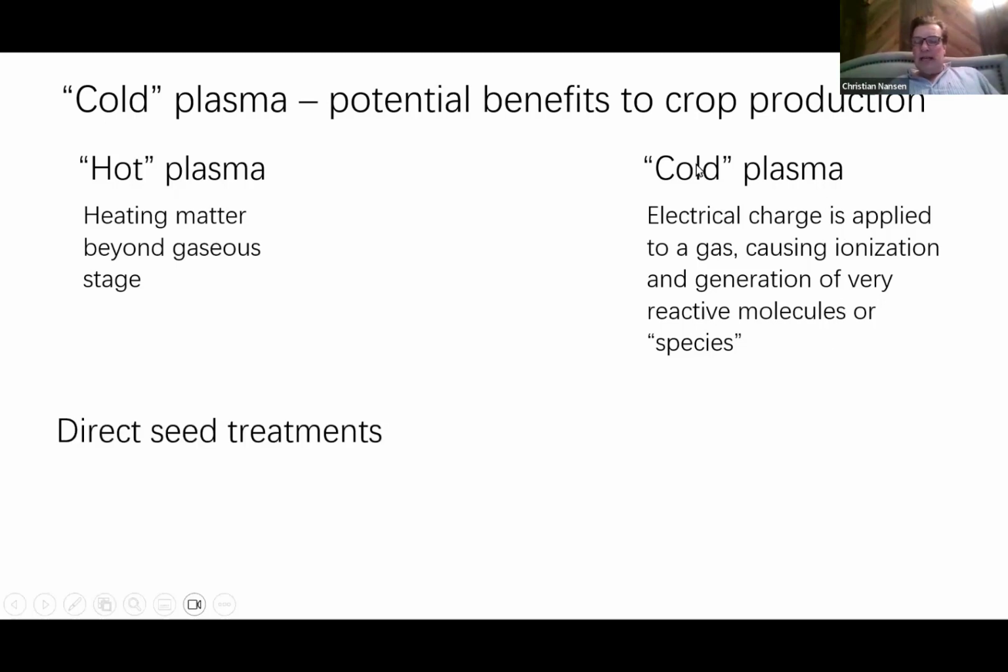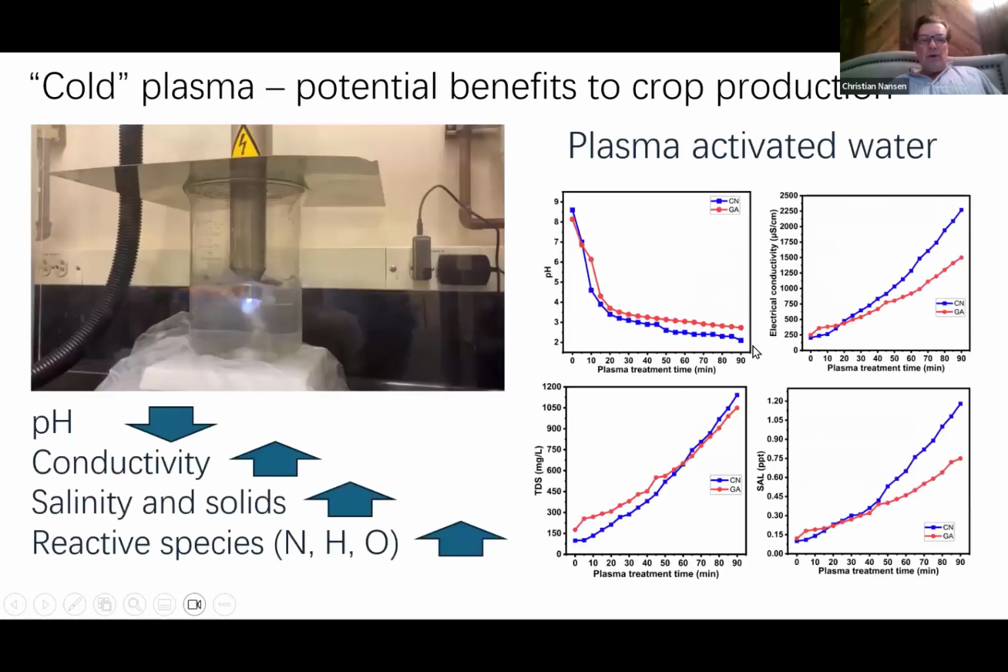And you can, of course, take this cold plasma and directly treat the seeds, so project this ionized, highly reactive gas directly onto the seeds themselves, or you can blow it into water and create what we refer to as plasma activated water, or what you will hear us generally referring to today as PAW. So this is what it looks like.